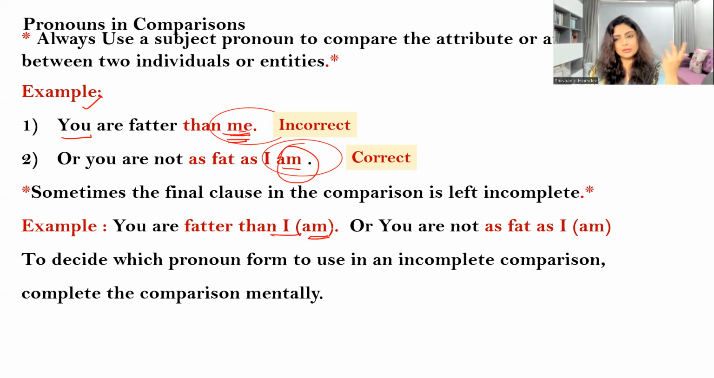Am is in the bracket because it's optional. Keep it or drop it. You are not as fat as I am. Again in the bracket, keep it or drop it. So always remember, whenever you are comparing, what will you use? You will not use me because it's an object pronoun, but you will use I because it's a subject pronoun.